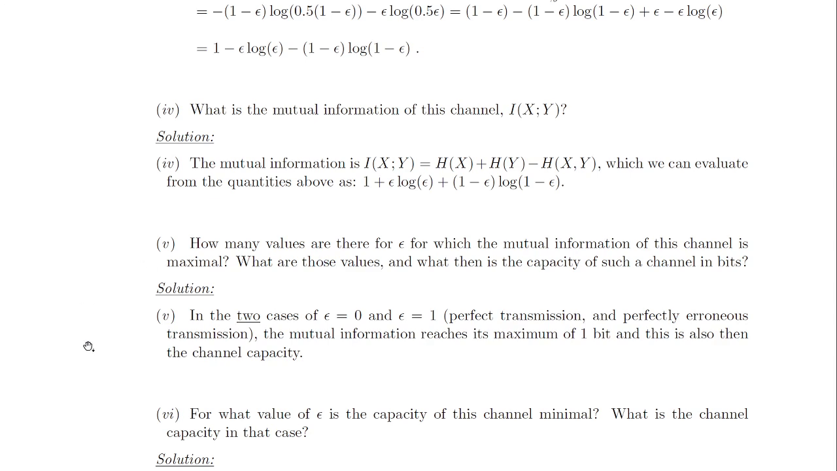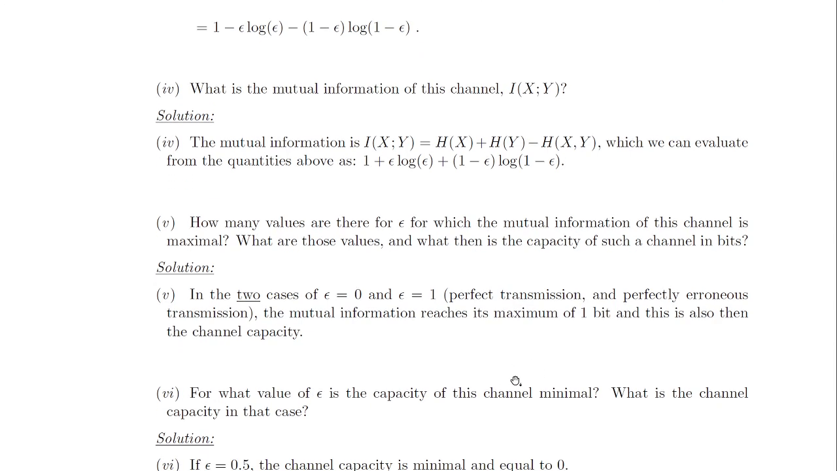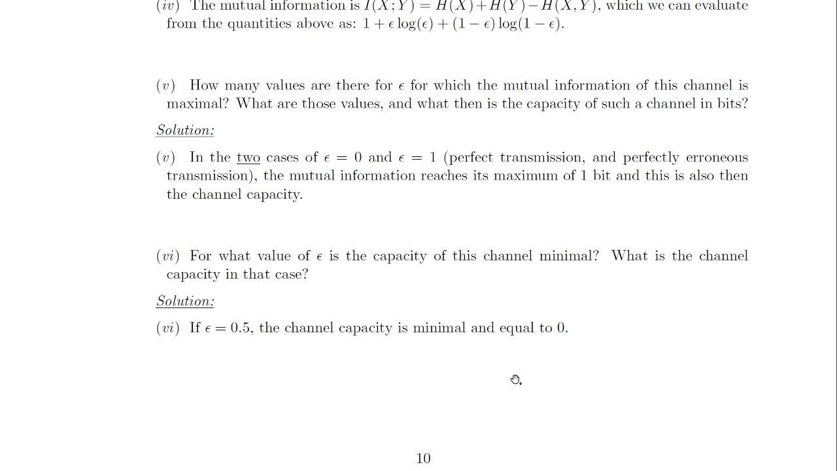The next part asks for what value of epsilon is the capacity of the channel minimal, and what is the channel capacity in that case? If epsilon is 1/2, as we've seen before, the channel capacity is minimal, and it's equal to 0, as you can see just from this expression.